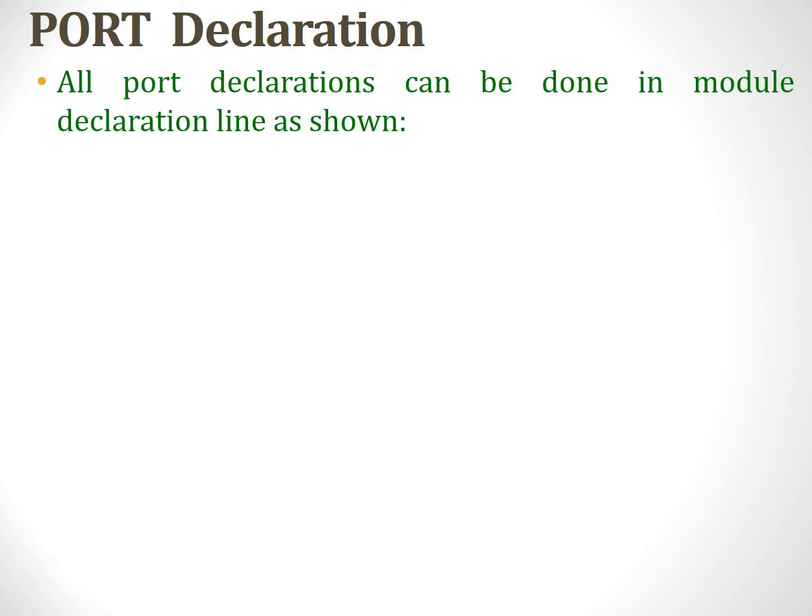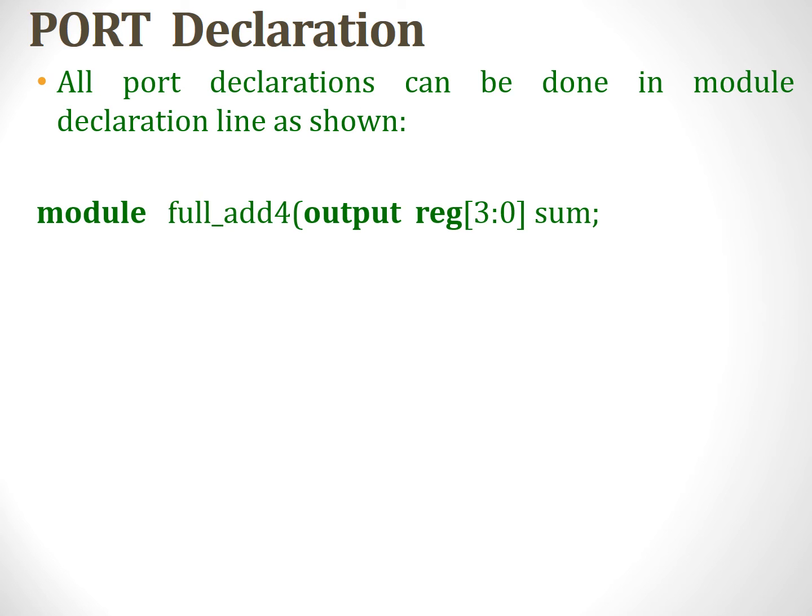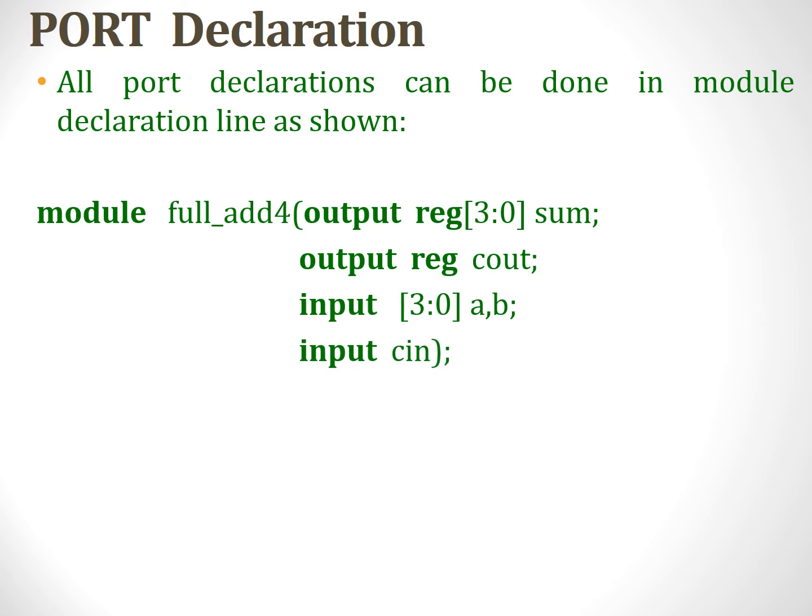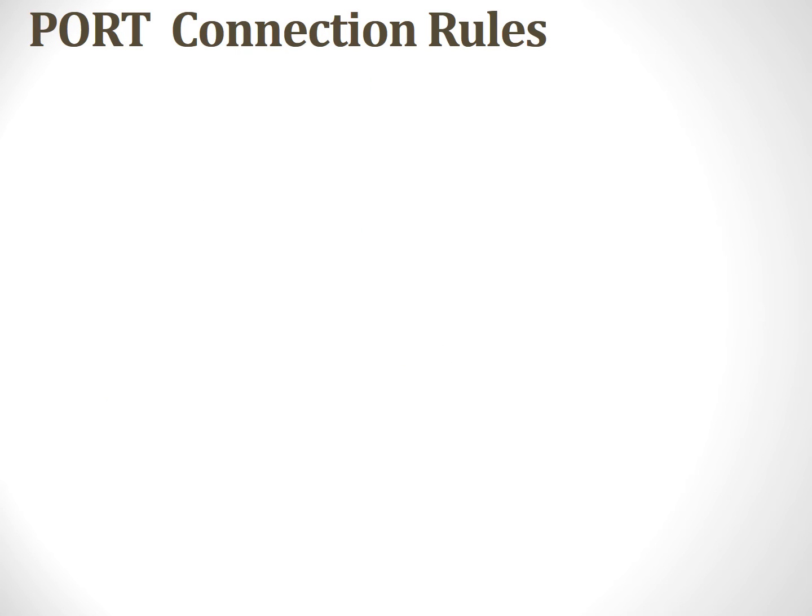Continuing the port declarations, all the port declarations can be done in the declaration line itself. So you can declare all the ports in the first line of the module declaration also, something like this. So instead of giving only the port list first, like how we did earlier, where we were just listing out the names and later we listed out the input and output, we can declare all the ports in the first line of code. But it is a good practice to list out the variables and then list out the input and output to avoid confusion. Now, let us understand some important rules of connecting ports, that is the port connection rules.